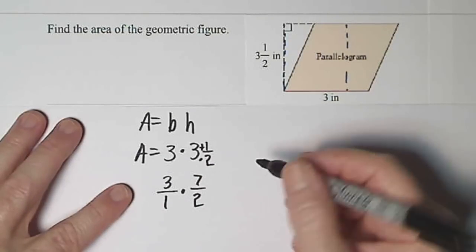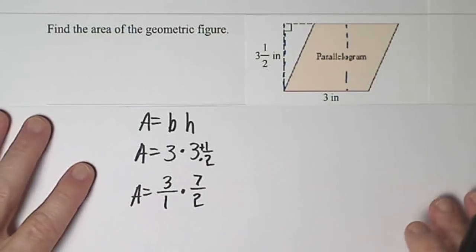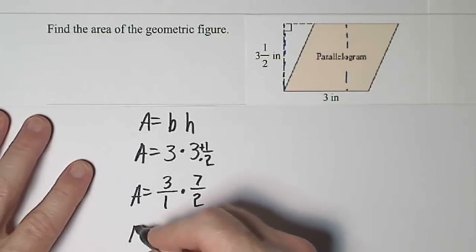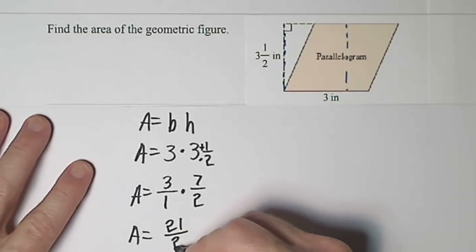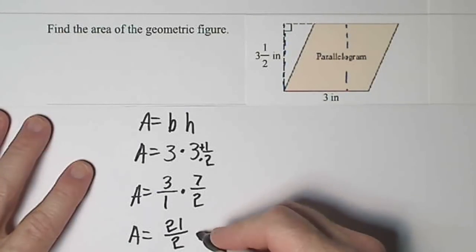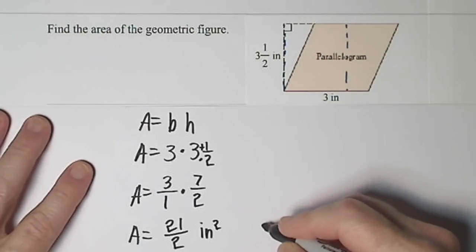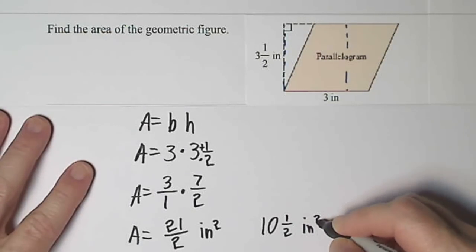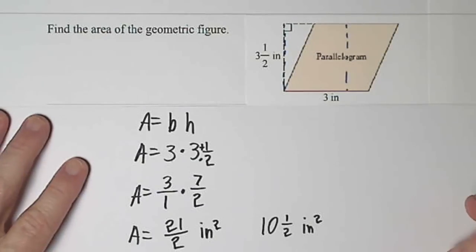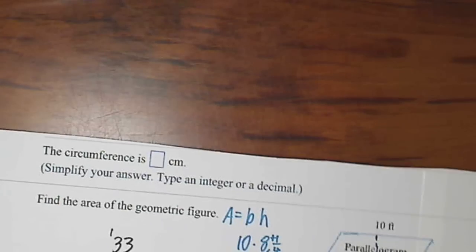We change that to an improper fraction. Nothing will reduce or simplify. So we end up with the area is equal to 21 halves square inches, or we could write that as 10.5 square inches. Either way is acceptable. Now we're going to look at some triangles.